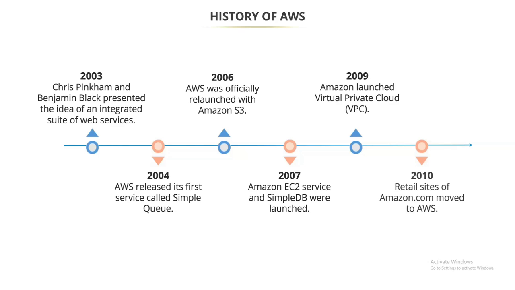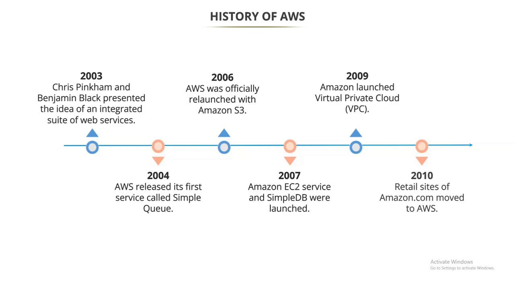In the year 2006, AWS was officially relaunched with Amazon S3. S3 stands for Simple Storage Service, which is one of the popular services of AWS in terms of object storage. In 2007, Amazon EC2 service and SimpleDB were launched. Again, EC2 is primarily a service through which we can create virtual servers, virtual machines, and it is also one of the important, most widely used services offered by AWS.